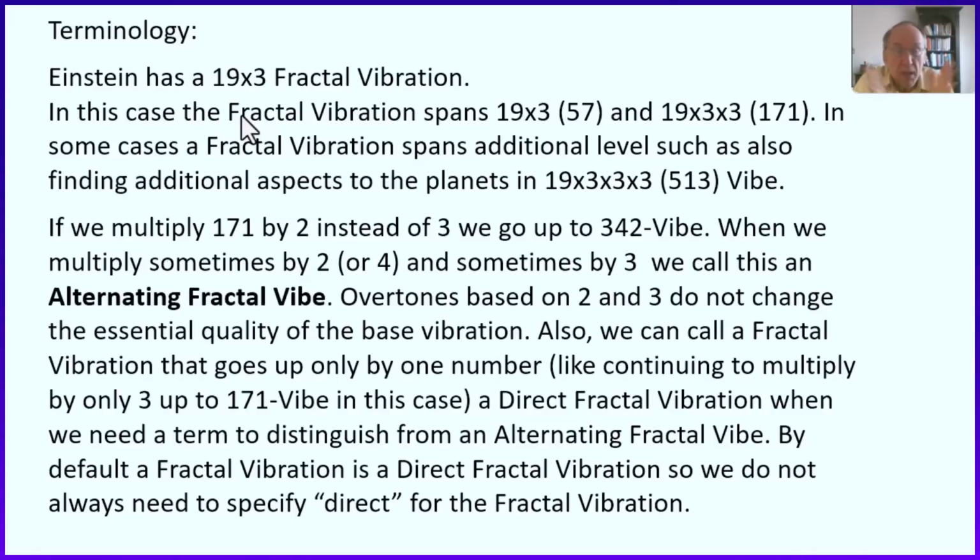So bottom line is this, you can alternate by multiplying between 2 and 3. And we call that an alternating fractal vibe. Okay, so there are two kinds of fractal vibrations. I'm going to stop here for the end of part 1 in a series of videos about fractal vibes. We've covered a lot of material. If your head is spinning a little bit, just watch this video again. It's all simple. It's just a lot of new ideas.